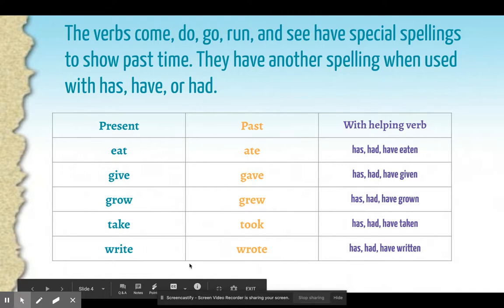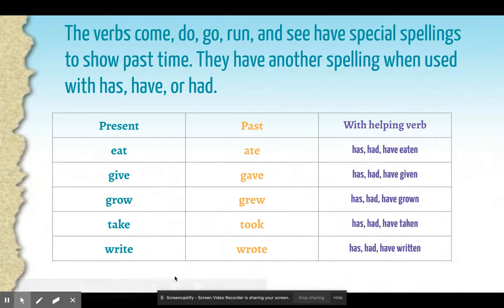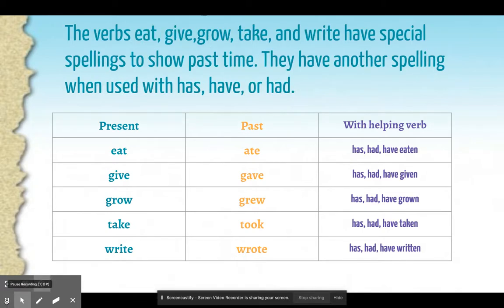For the other set of verbs, eat, give, grow, take, and write, they can also show past tense with another word or by adding the helping verb has, had, and have. So for eat, we say ate to show past tense, or with the helping verb, we would say has eaten, had eaten, or have eaten.